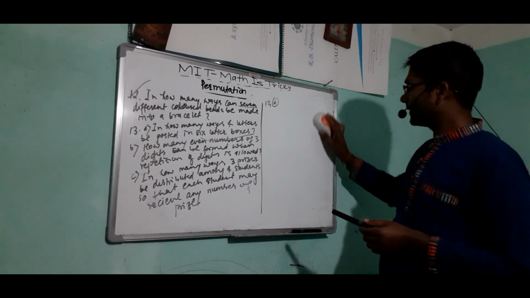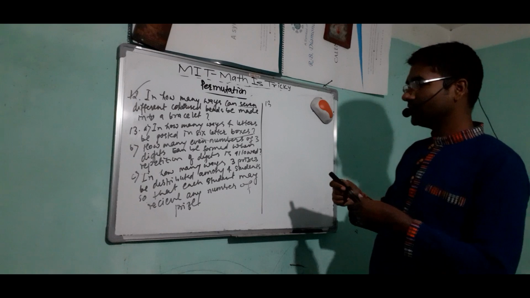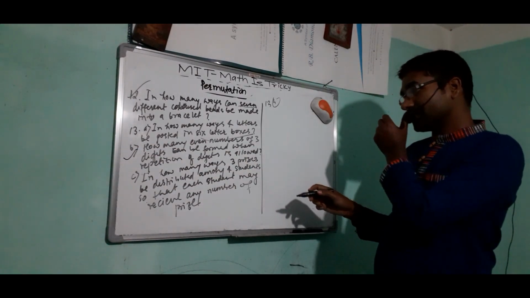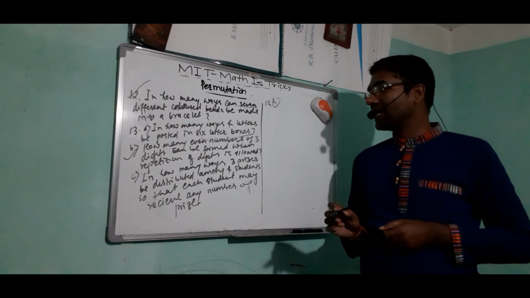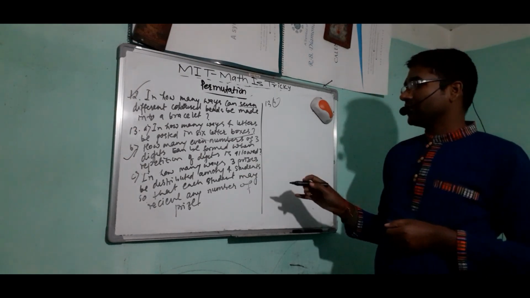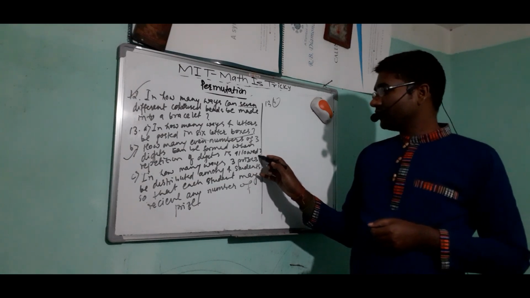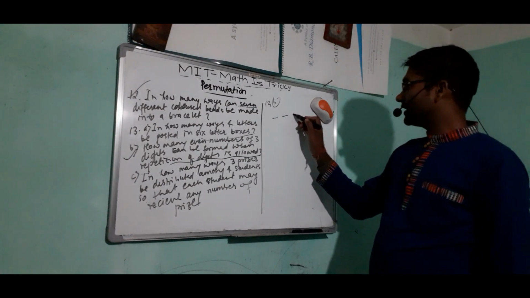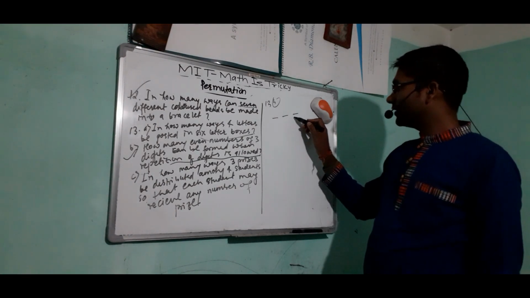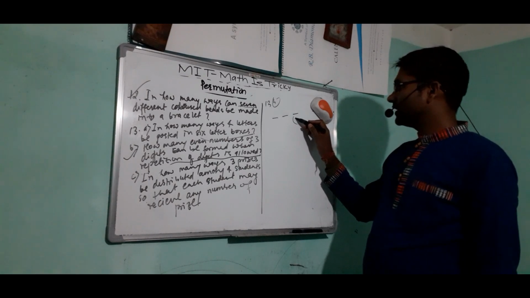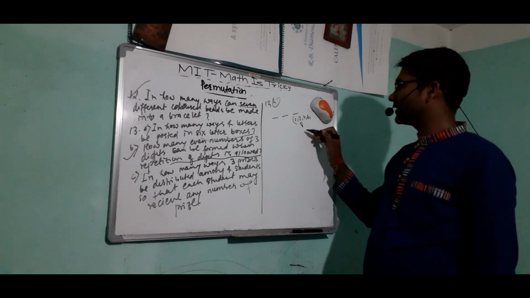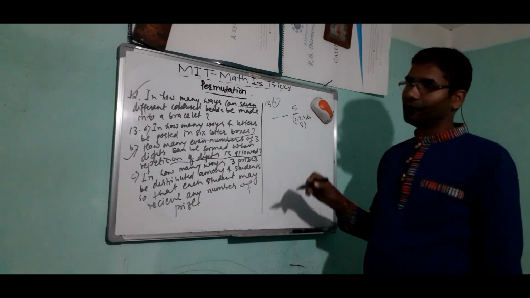Let's see another question, 13B. How can we solve this? In how many ways can even numbers of 3 digits be formed with the digits, in which repetition of digits is allowed? We have to form a 3-digit number, but it should be even. For even, the choices for unit place are 0, 2, 4, 6, 8, which means 5 choices for unit place.